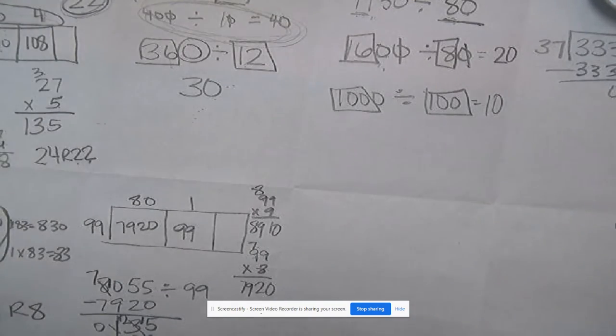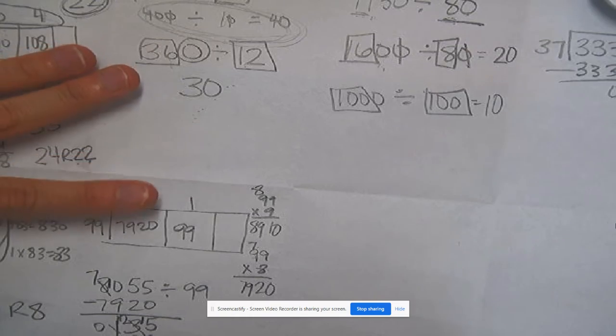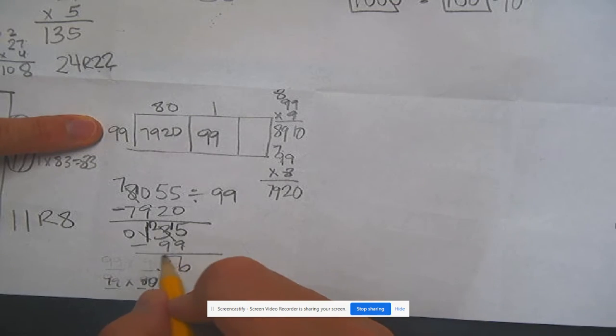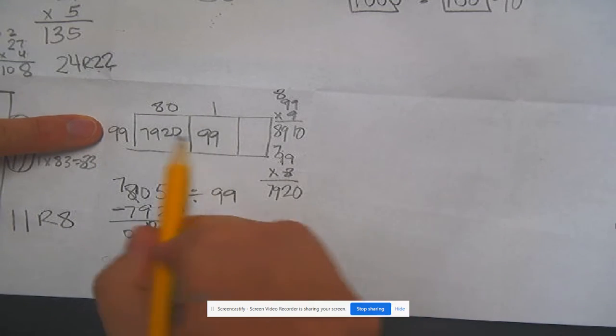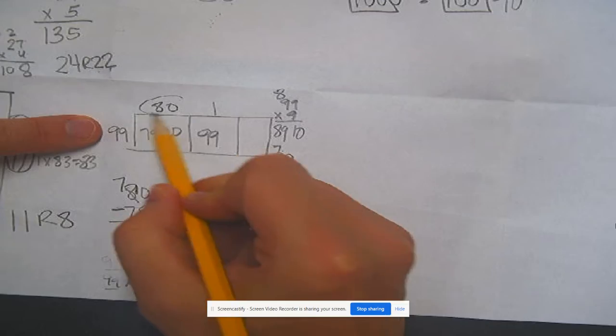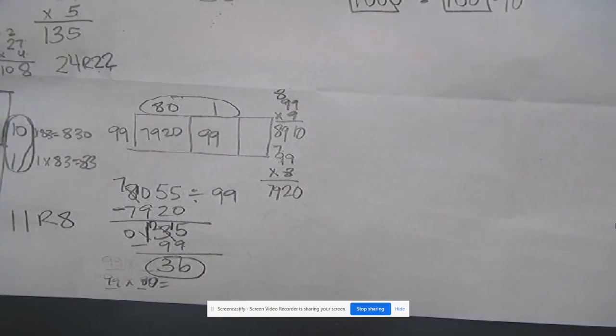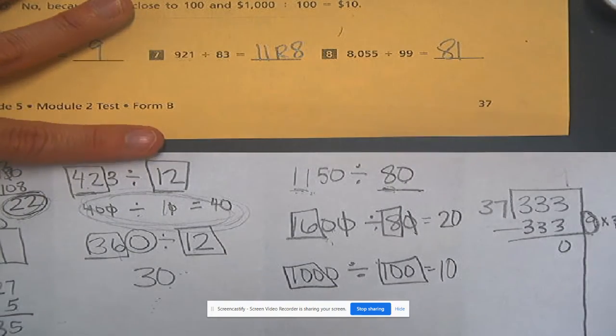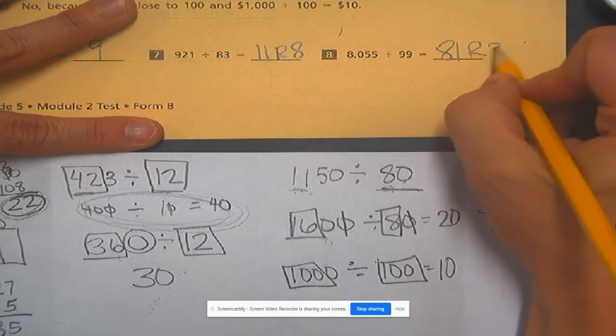Okay, so what is 36 then? How come? Smaller than our divisor. So what do I do to that 36? Circle it. Where am I going to get my answer? So 80 plus 1 is 81. Remainder 36.